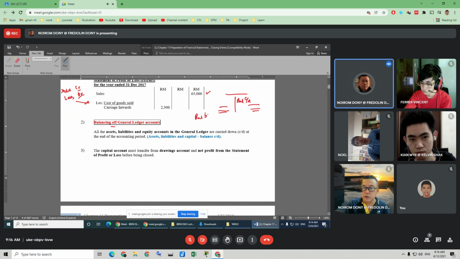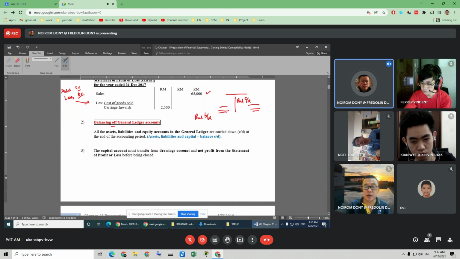Below the total on the debit side. So this is what we call debit balance. Okay, this is only for asset, liability, and equity. So now you should know asset is debit, liability and equity is credit. Account in a general ledger carried down at the end of accounting period. Okay, we have balance CD.